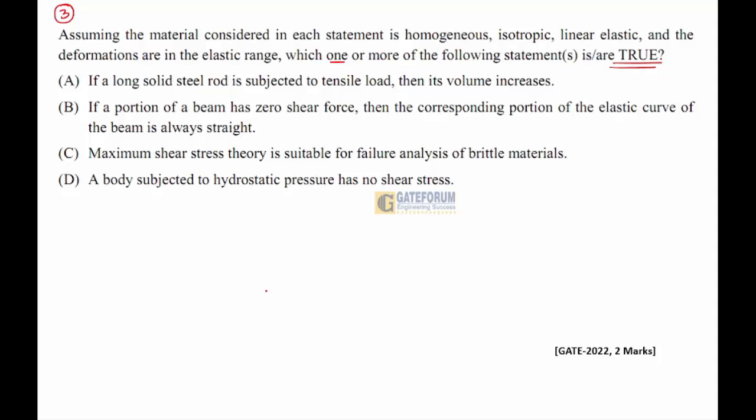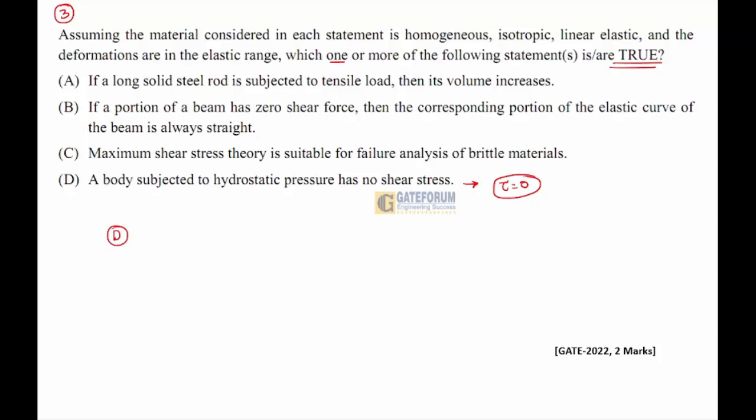Here the conditions are what is being asked. First, I'll talk about a body subjected to hydrostatic pressure has no shear force. Obviously, this point is from fluid mechanics. Whenever we consider a body with hydrostatic pressure acting on it, the shear stress tau will be equal to 0. This is a basic fundamental. So option D will be one of the right answers.